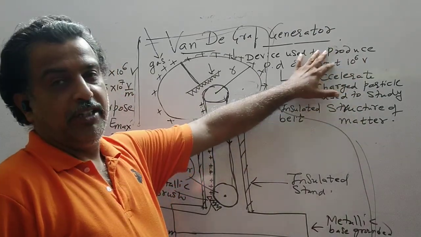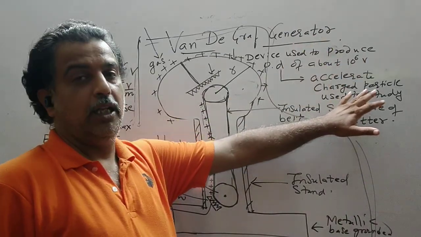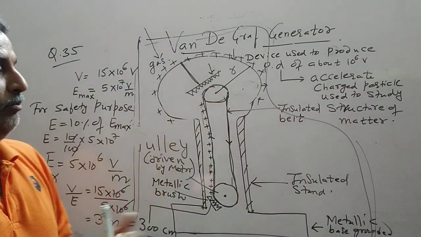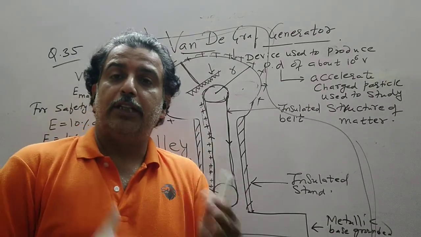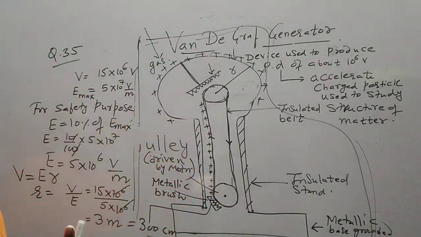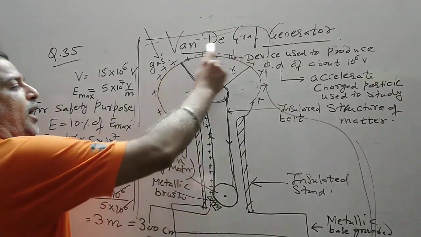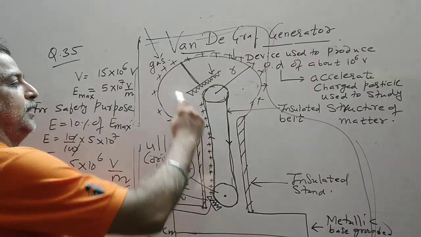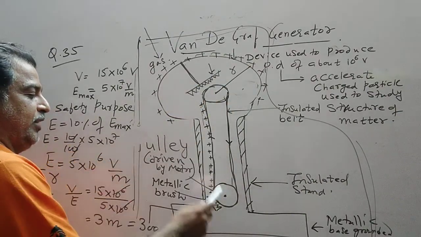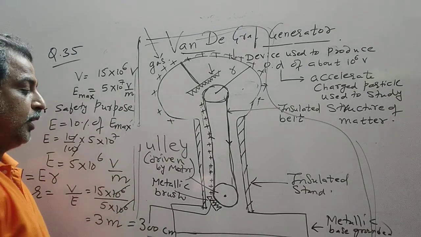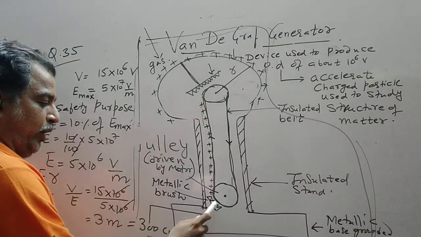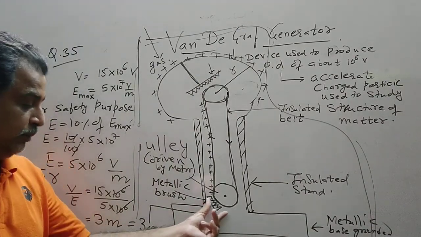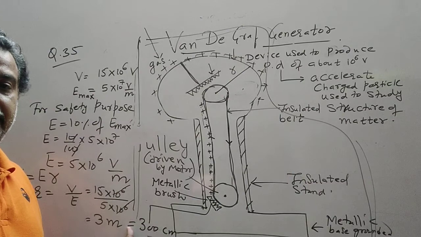This potential difference is used to accelerate the charged particle, which is used to study the fine structure of the matter, or to find out the defect in the matter also. It consists of a large spherical shell which is mounted on an insulated stand. This chamber consists of 2 pulleys which are driven by the electric motor. Near the lower pulley we have a metallic brush with a pointed end, so that the surface charge density is maximum. It is connected with a high tension source.